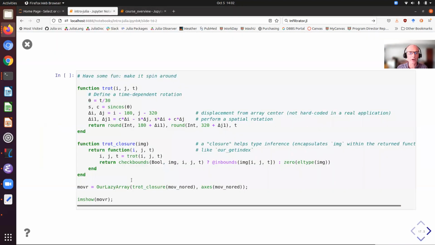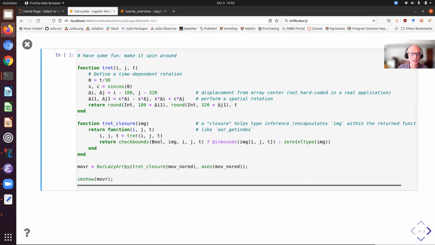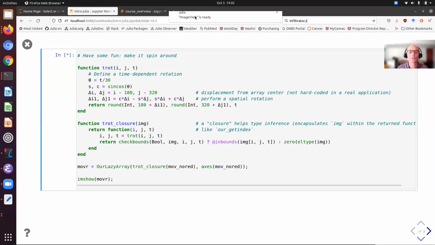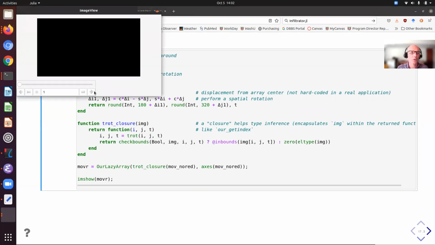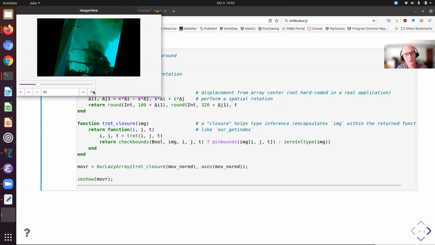Let's do another layer here, and this one's going to be the really fun one. We're going to use our lazy array that we created. We're going to define a rotation, and the angle of the rotation is going to depend upon the time coordinate. To solve that issue about global variables that I mentioned earlier, we're going to capture the image inside of a function that we return as the lookup function. And then we're going to have that be applicable over the axes of our array. And if we do this, and we again let it open up another visualization window, now here you can see our movie is spinning around, right?